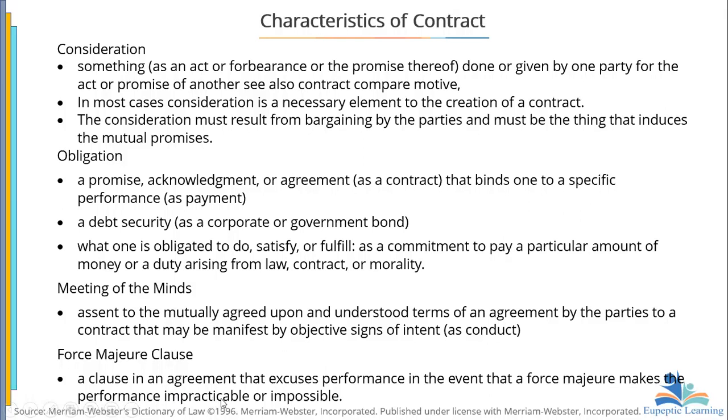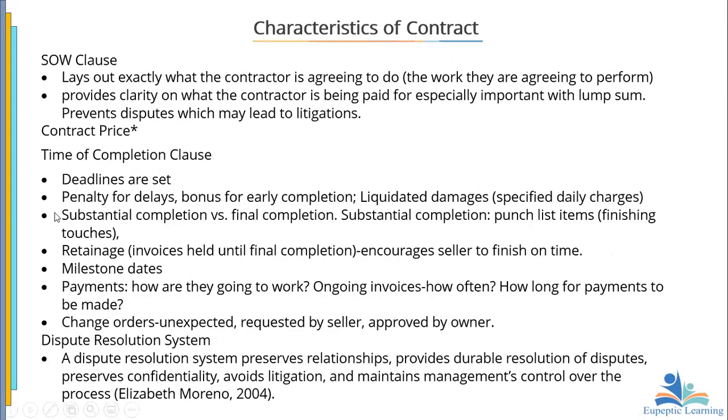Anything that we see as an act of God, like COVID, I mean, nobody anticipated that it would happen. Earthquake, okay? In that case, you cannot blame the contractor for not performing or finishing at a particular point. You understand? So that force majeure clause is an agreement that excuses performance in the event that a force majeure, that is an act of God, makes the performance impracticable or impossible. Okay? So in that case, you cannot sue the person because he had no control over it.